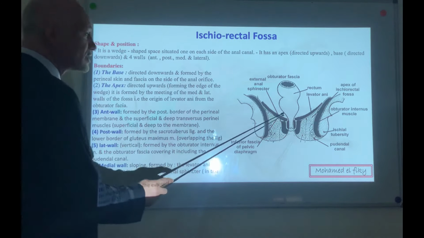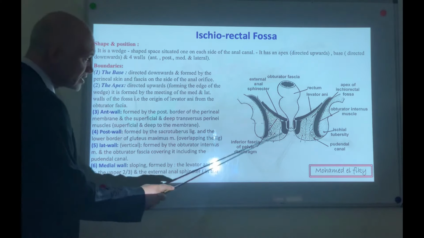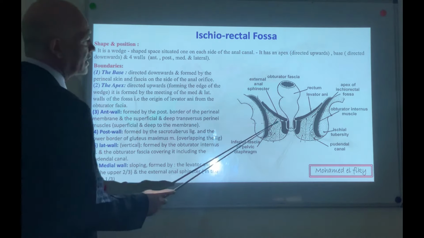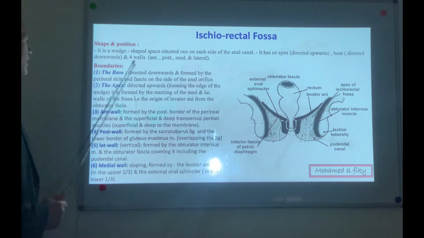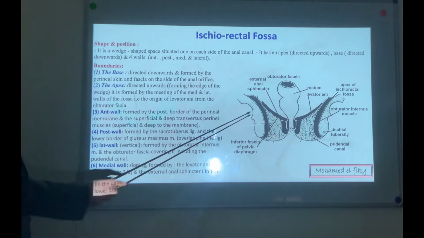Again, this is the Ischio-rectal Fossa. It is a wedge-shaped space, situated on each side of the anal canal. The apex is upward, with the base downward. The base downward is formed by the perineal skin and the fascia. The apex, directed upward, is formed by the meeting of the medial and the lateral walls of the fossa, at the origin of the levator ani muscle.